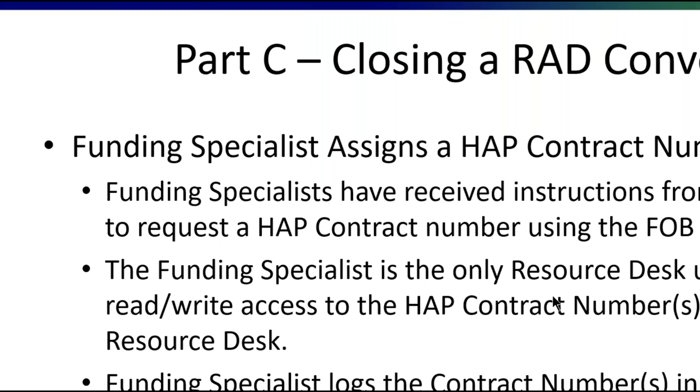Okay, so we are talking about the closing and the funding specialist when they take over, when asset management takes over. Once we have received confirmation that the RCC has been issued, the AE should be responsible for ensuring, even though the funding specialist gets an automatic email because they are assigned by the branch chief prior, that the funding specialist has already assigned a HAP contract number and has uploaded it to the RAD resource desk.